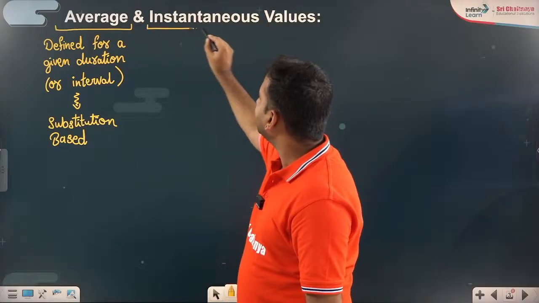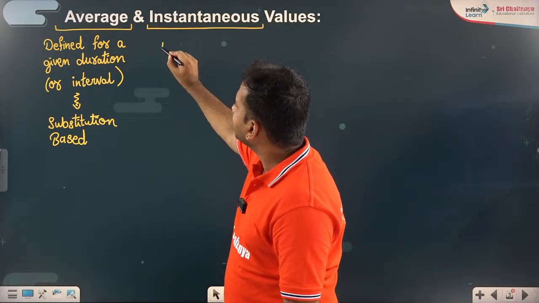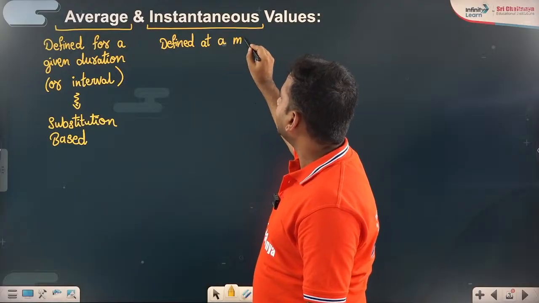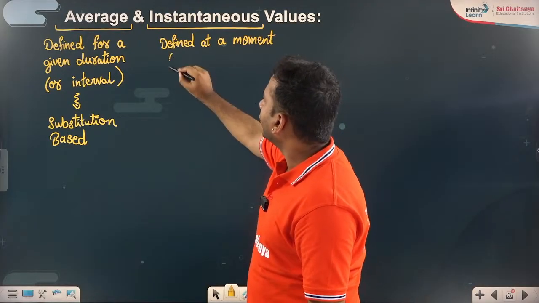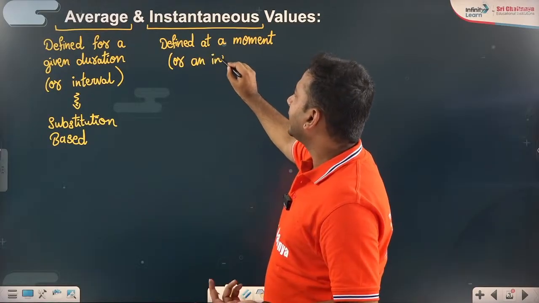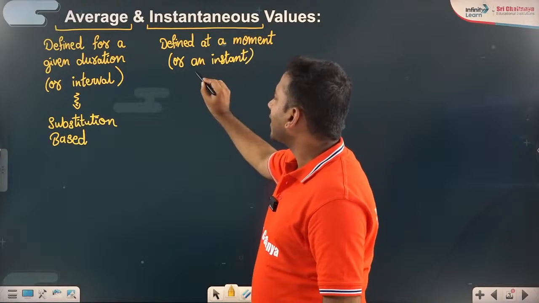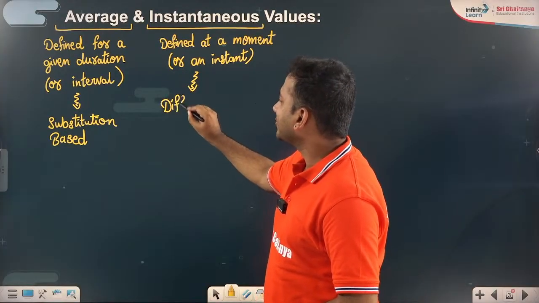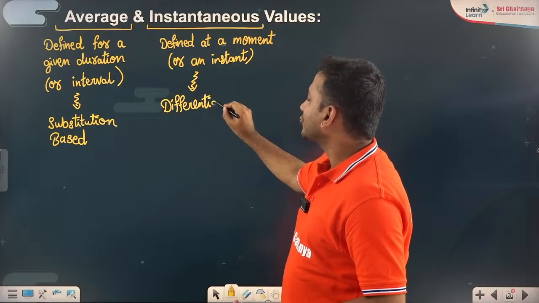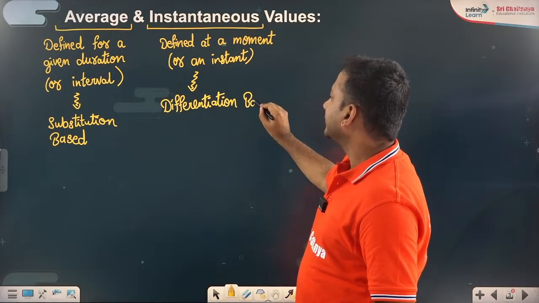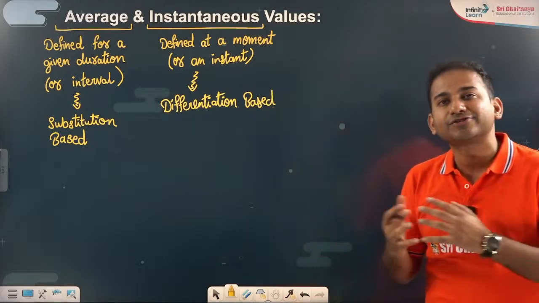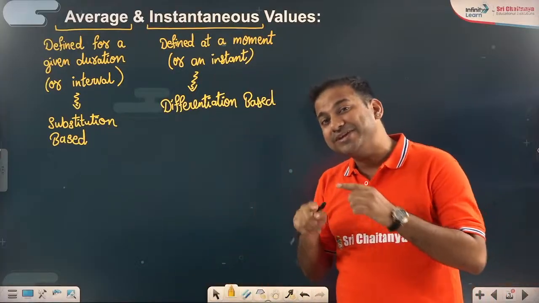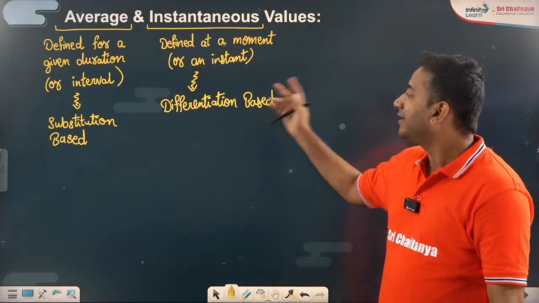Similarly, if I talk about the instantaneous values, the instantaneous value is defined at a moment or an instant. And if it is defined at a moment or an instant, then definitely how to calculate the instantaneous value of any physical quantity, that is differentiation based. Differentiation based. So indirectly, I'm trying to say that if the examiner is asking you the average value, you can think about substitution in the question or a numerical problem. And if the examiner is talking about the instantaneous value, then you should definitely think about differentiation too.